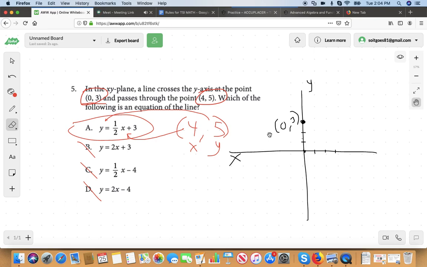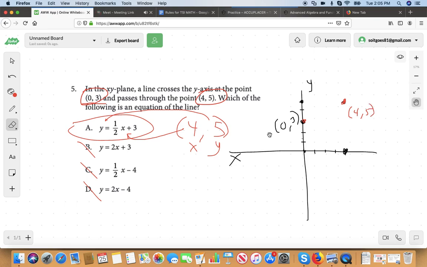4, 5. So this is 4, and 5 would be up here. Then find where those 2 points are. Where's the point 4, 5? Yes, there you go. There it is right here. So for those of you watching, that's 4, 5 right there. Does it make sense why that's the point 4, 5? Yes. Because the x value is 4 and the y value is 5 at that spot.